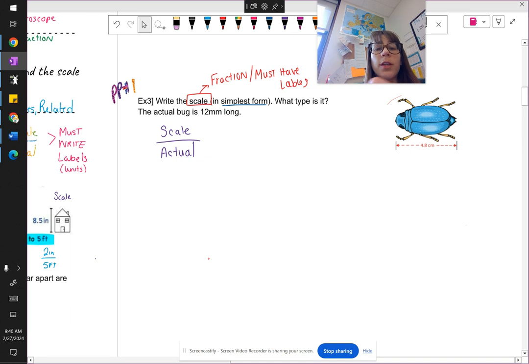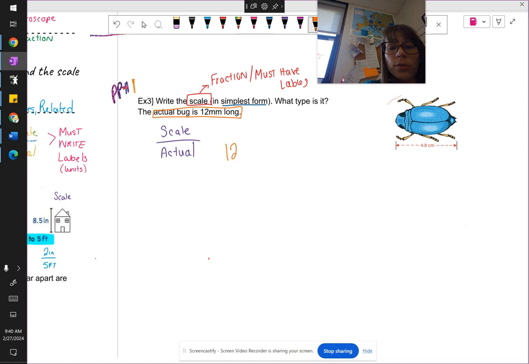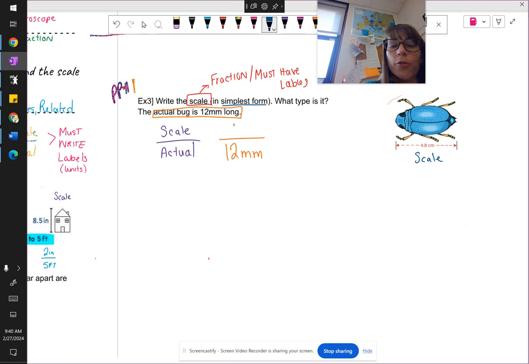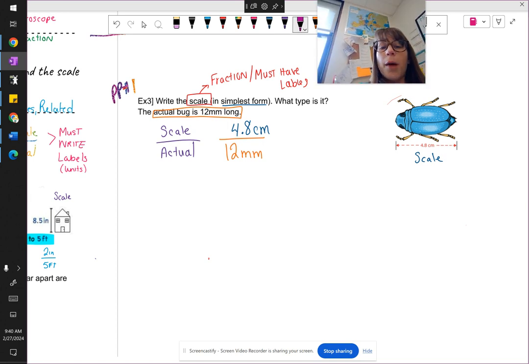Okay, so looking at what they give me here, they give me this information telling me that the actual bug is 12 millimeters long. So actual goes on the bottom. And then that means this diagram is the scale, right? Because a bug's not actually that big. That's a picture of a bug. So the 4.8 centimeters on the top. And for your practice problems, you get to stop here because I don't need you to put them in simplest form for your practice problems.